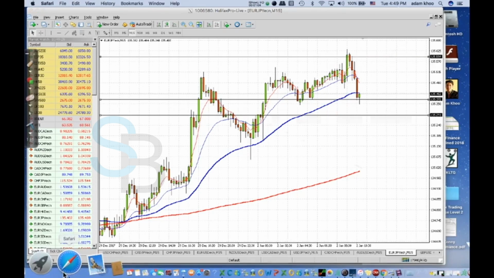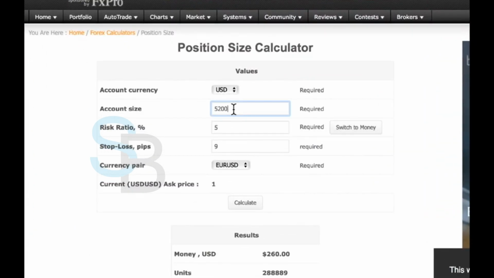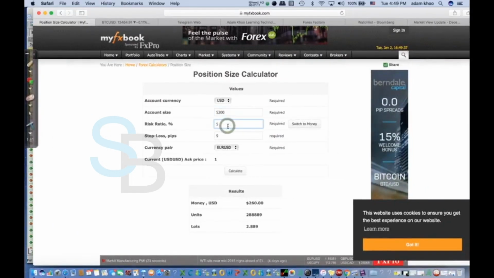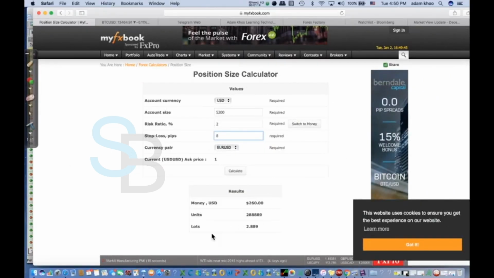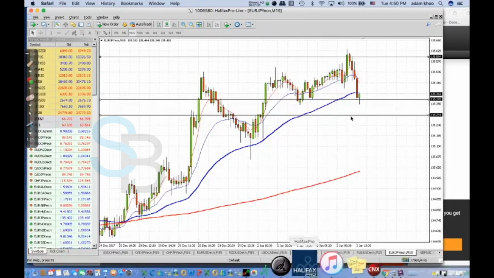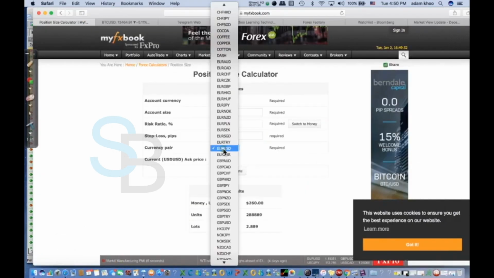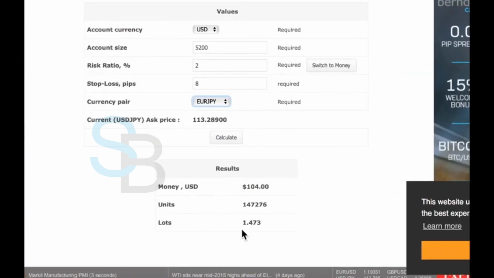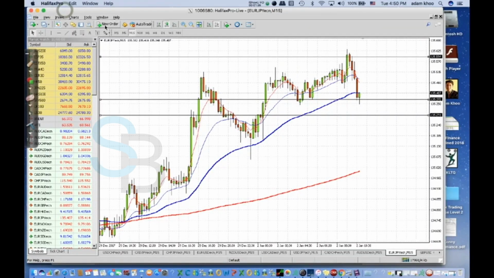So you can use your position sizing calculator. You can put in your risk, put in the number of pips, and calculate your position size on this. Let's see, this is euro yen, so I'm going to go to euro yen. I'm going to trade 1.47 lots, 147,000 of the currency.